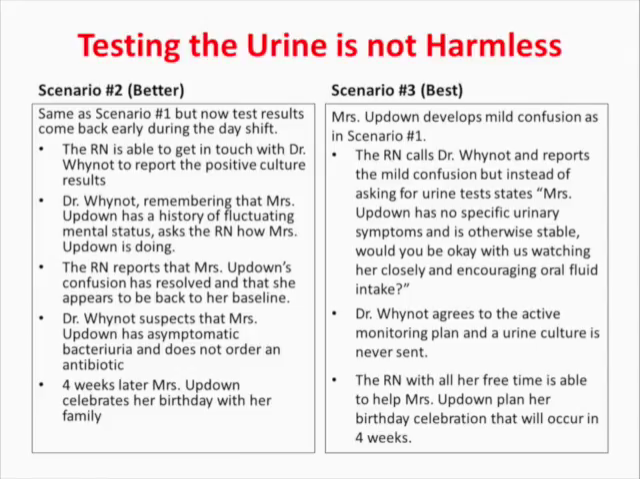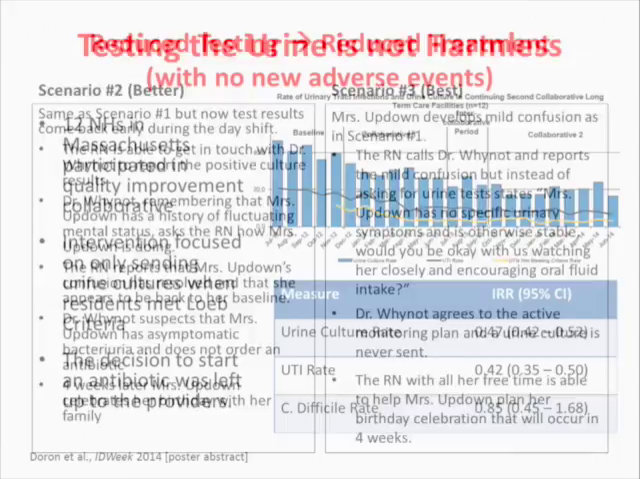Now, in the best scenario, Mrs. Updown develops confusion, but now with the initial interaction between the nurse and Dr. Wynot, the nurse says, Mrs. Updown has no specific urinary symptoms and is otherwise stable. Would you be okay with us watching her closely, encouraging oral fluid intake? Dr. Wynot agrees with this active monitoring plan, and a urine culture is never sent. The nurse, with all of her free time now, is able to help Mrs. Updown plan her birthday celebration that will occur in 4 weeks.